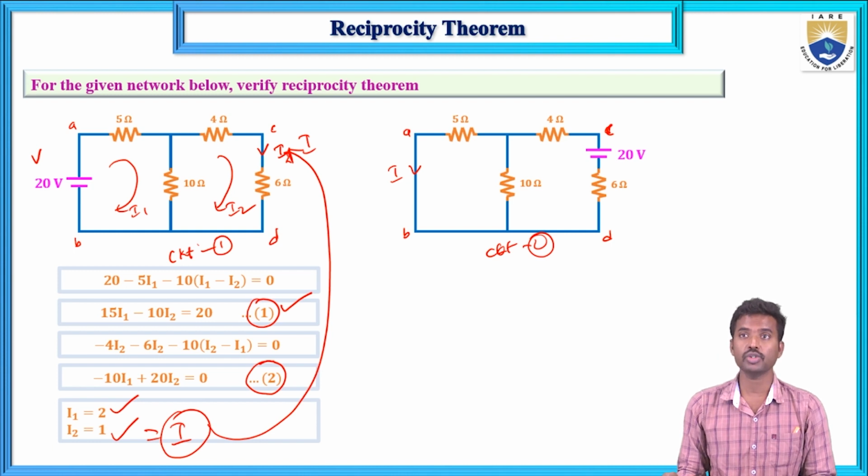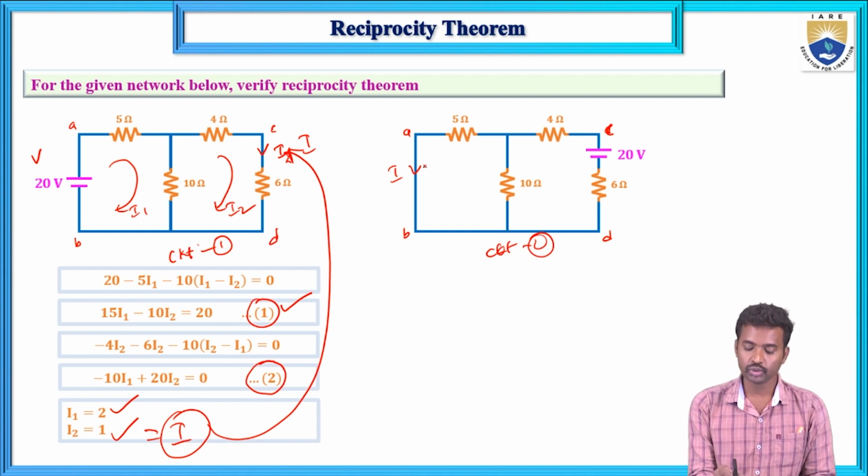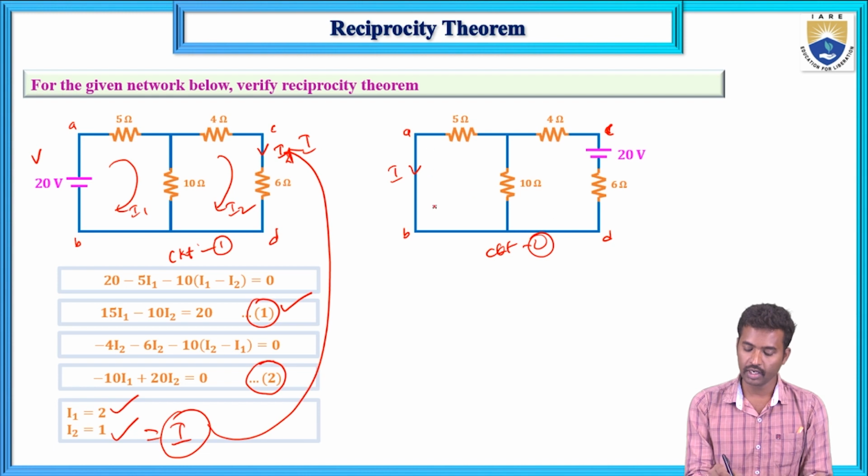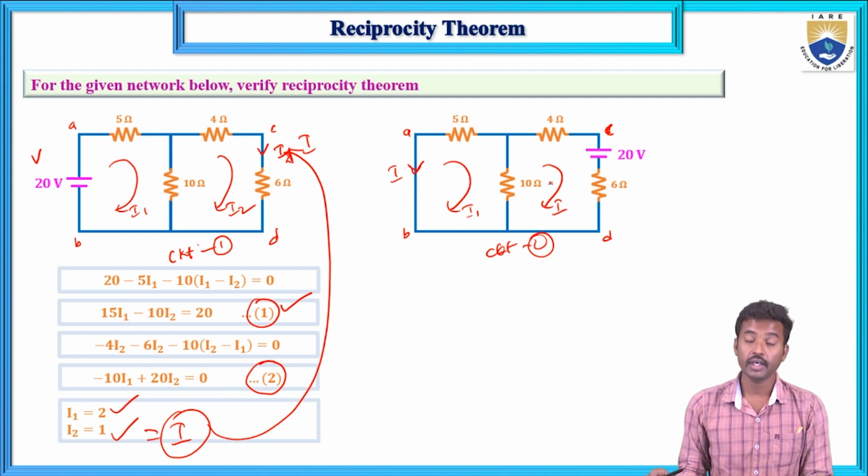When we interchange the source terminal and branch terminal, the source, excitation and response are interchanged at these two terminals. So here plus 20, and this 20, and this is the current. So response and excitation are interchanged here. Now here C and D and B. If you apply KVL, I1 and I2. Here the response current is minus I1. This is in downwards direction and this is in upward direction. So the response current I equals minus of I1.